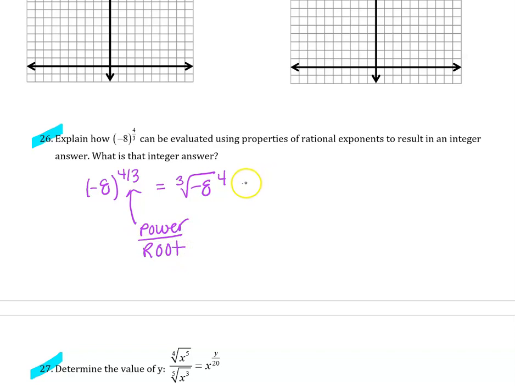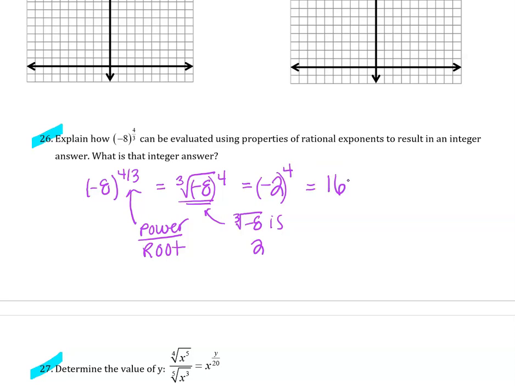Okay, now I know the cube root of negative 8 is negative 2, so I can rewrite this as negative 2 to the 4th. So I'm just rewriting this. I really should be using parentheses here. Okay, so negative 2 to the 4th. So then negative 2 to the 4th is negative 2 times negative 2 times negative 2 times negative 2, which is a positive 16. And that would be your integer answer.